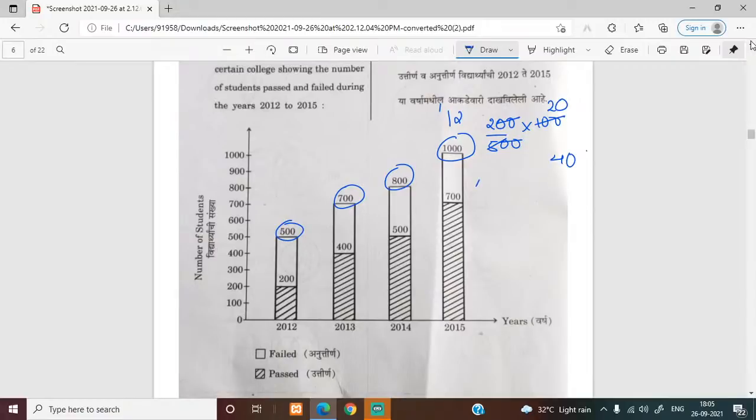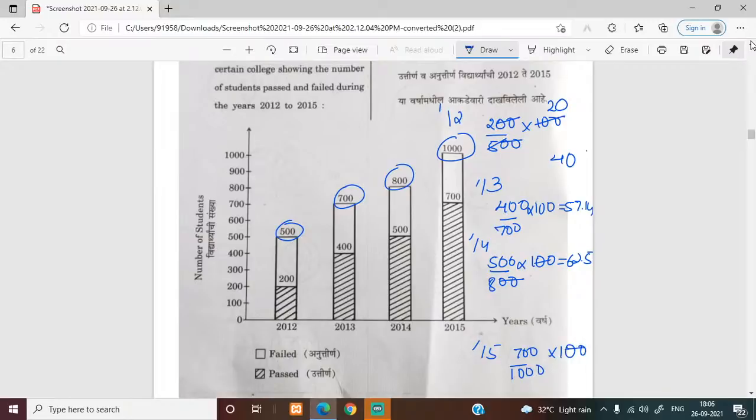In 2013, it is going to be 400 upon 700 into 100. This will give you 57.14. Year 2014, it will give you 500 upon 800 into 100. Zeros and zeros get cancelled. This will give you 62.5. And year 2015, it will give you 700 upon 1000 into 100. Zeros cancel, 70%. So the passing percentage was 70%.